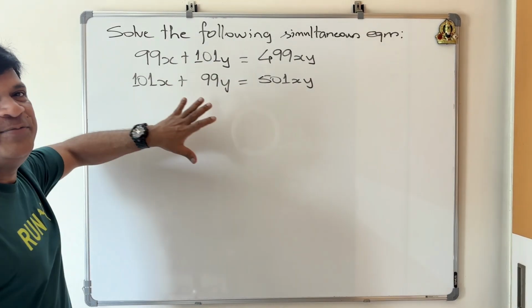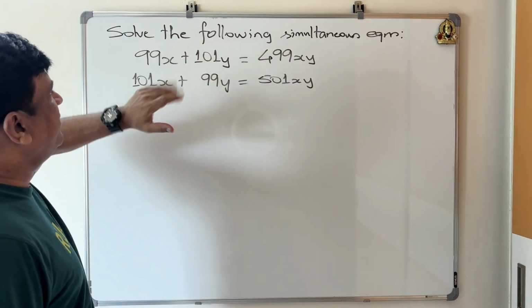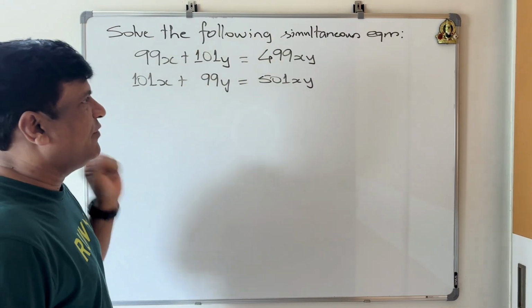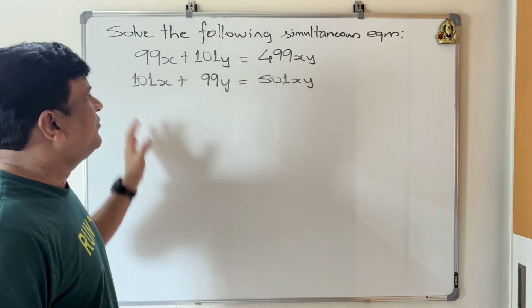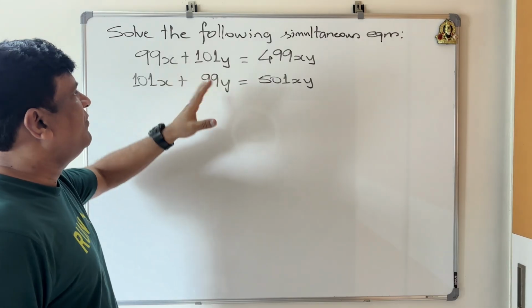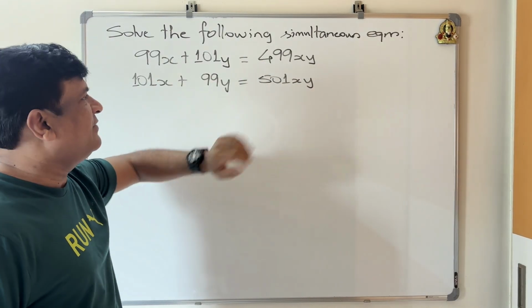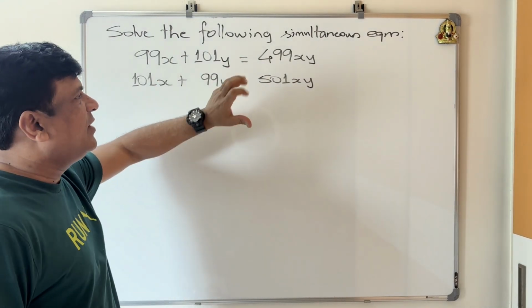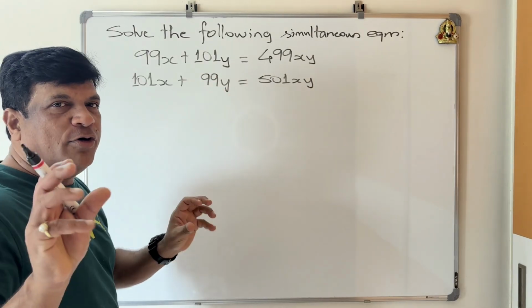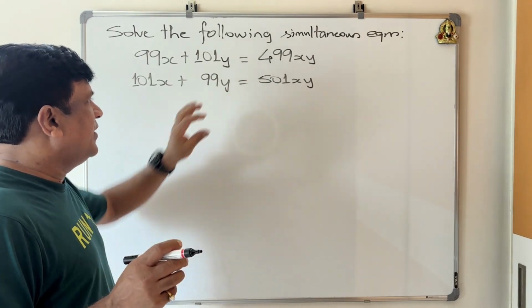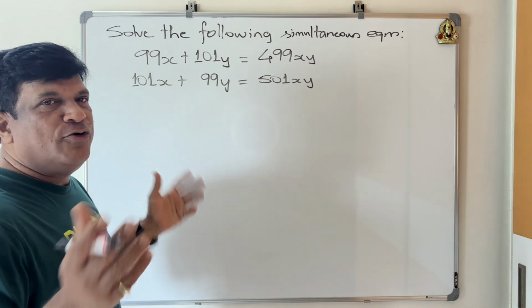So let's look at this particular problem over here. What does it say? Solve the following simultaneous equations. Normally simultaneous equations come in linear format where you have an x and y and a constant on the right side. But here they have made it a little bit complex, but not to worry about.